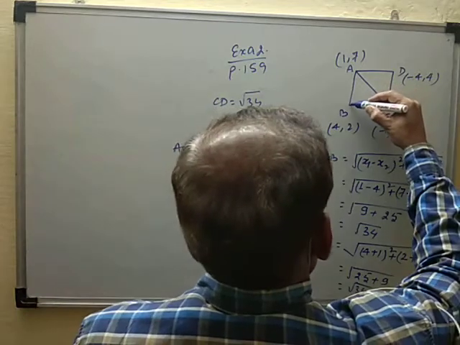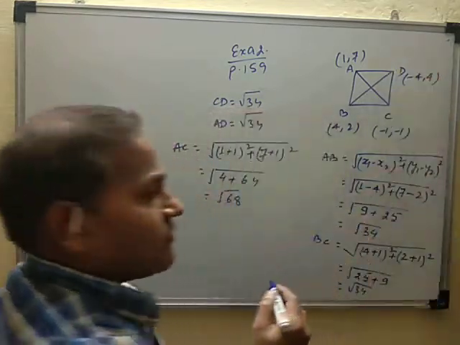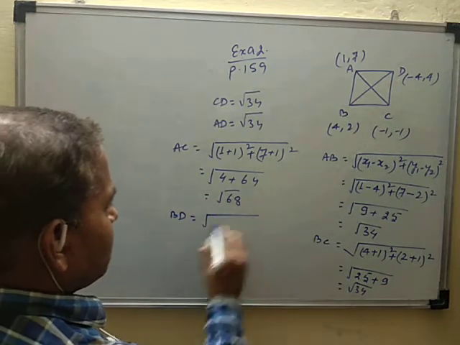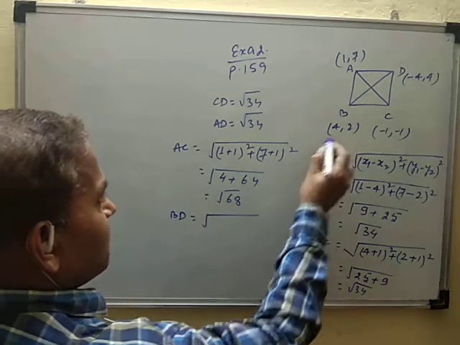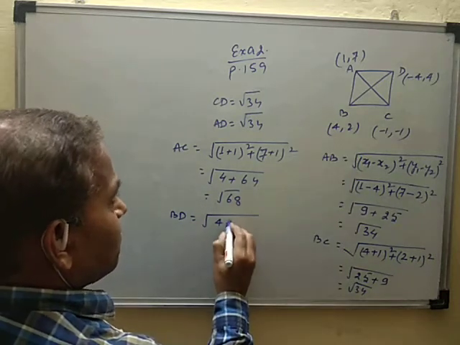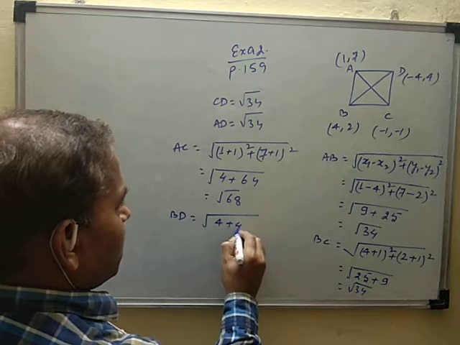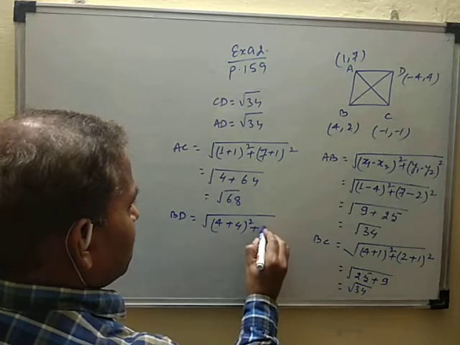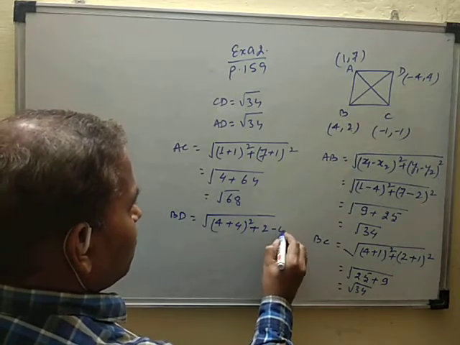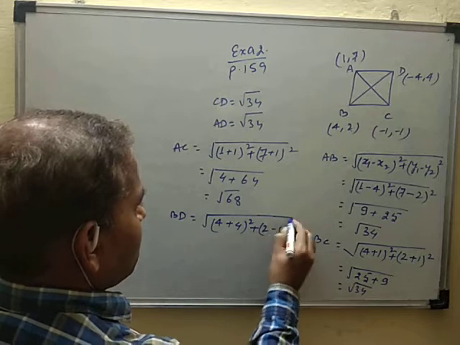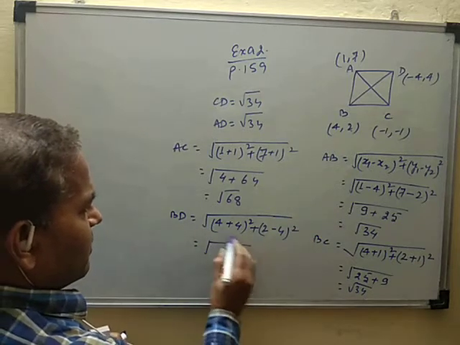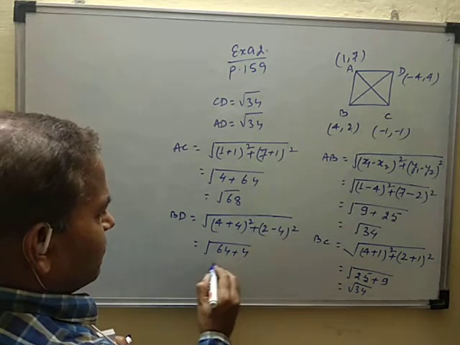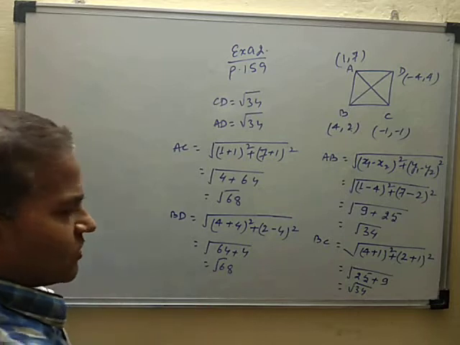Now find diagonal BD. So for diagonal BD, use the distance formula, square root, point B is x1, y1. So x1 is 4 minus x2 which is -4, so minus minus plus, whole square, plus y1 is 2 and y2 is 4, so 2 minus 4 whole square. Simplify, 8 square is 64, 2 square is 4, so it is equal to root 68.